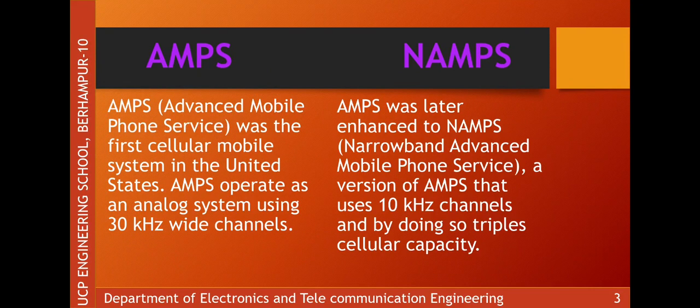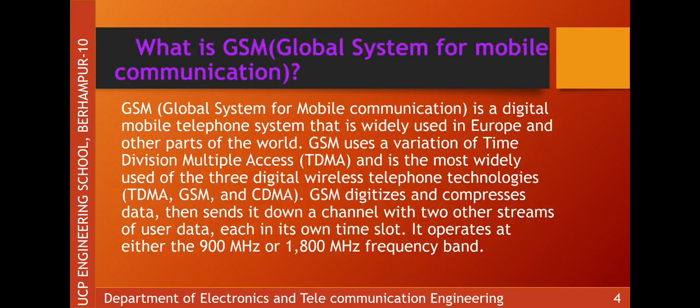AMPS and NAMPS. AMPS, Advanced Mobile Phone Service, was the first cellular mobile system in the United States. AMPS operates as an analog system using 30 kHz wide channels. AMPS was later enhanced to NAMPS, Narrowband Advanced Mobile Phone Service, a version of AMPS that uses 10 kHz channels and by doing so triples cellular capacity.